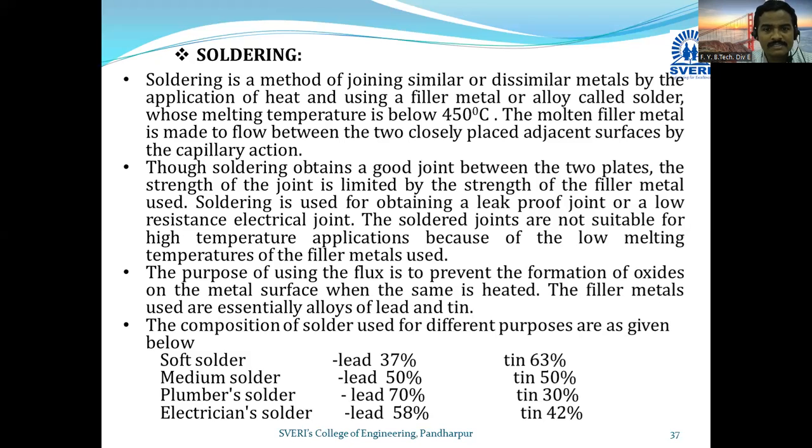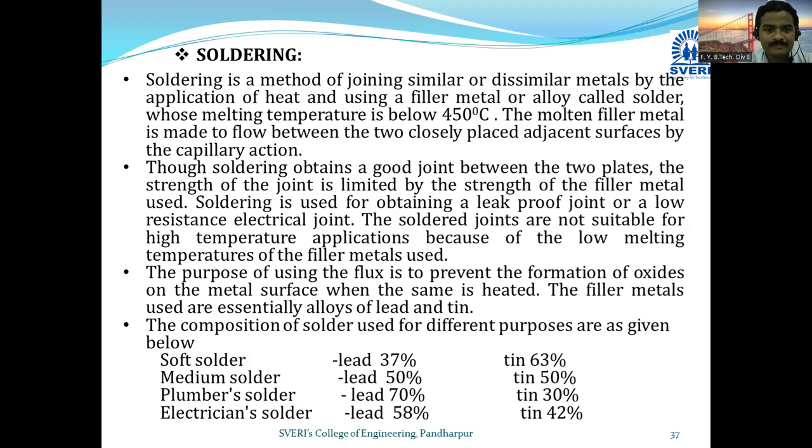So the definition is that it is a method of joining similar or dissimilar metals by the application of heat using a filler material or alloy called solder, whose melting temperature is below 450 degrees Celsius. That is called the soldering process. The filler material you are going to take is called solder. We have to keep the heating below 450 degrees Celsius.